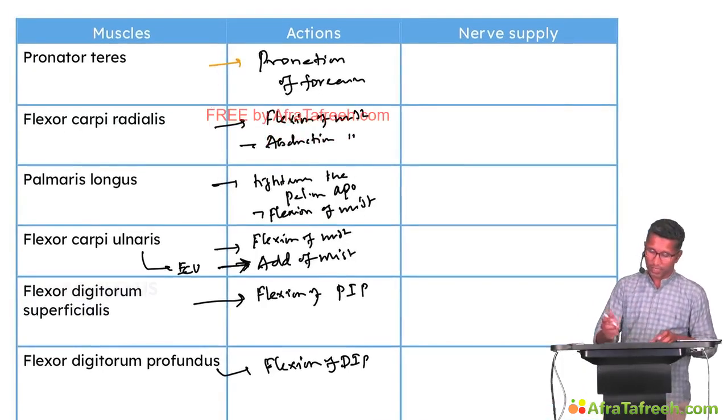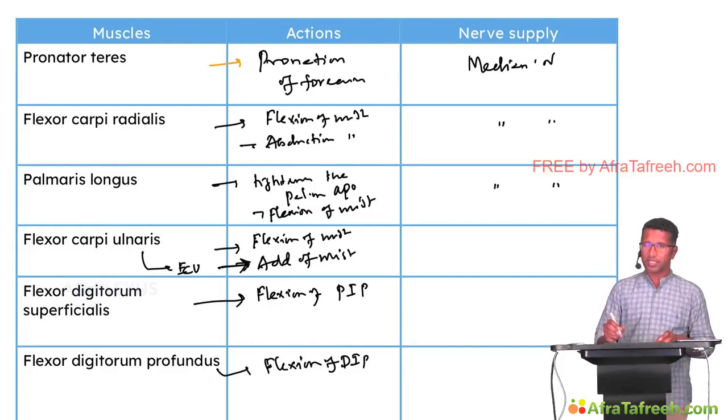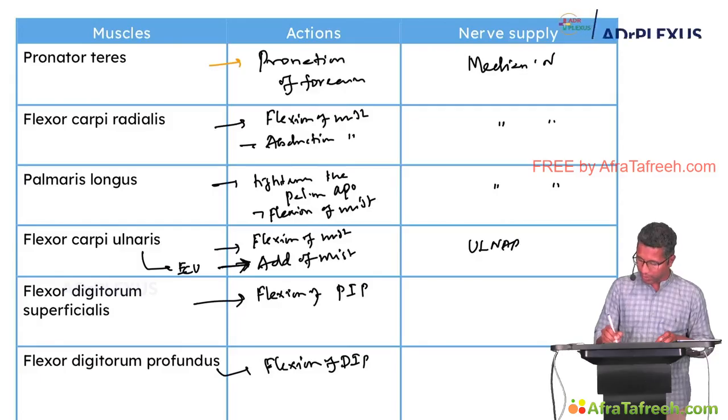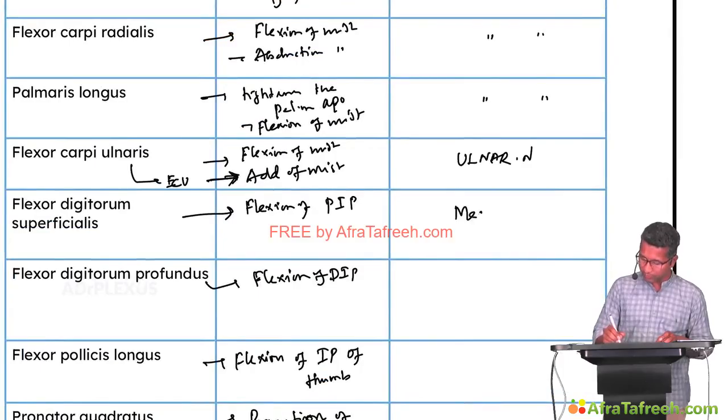So pronator teres, we have seen, is supplied by the median nerve. Flexor carpi radialis is supplied by the median nerve. Palmaris longus is supplied by the median nerve. Flexor carpi ulnaris, as we have told, is supplied by the ulnar nerve. Flexor digitorum superficialis is supplied by the median nerve.